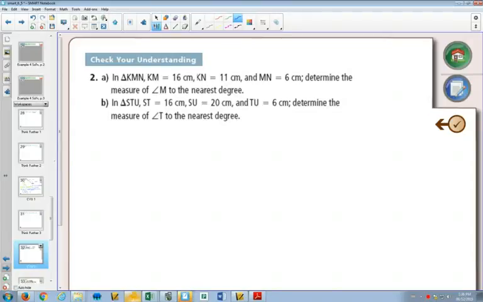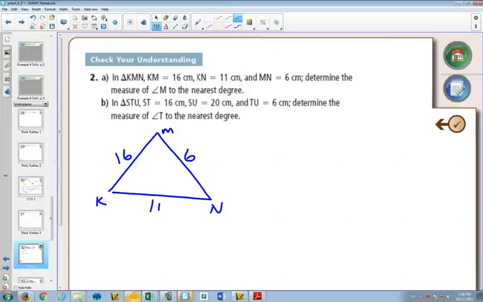So the other example that you guys mentioned that had three pieces of information with at least one side that couldn't be solved with the sine law is if you had all three sides and none of the angles. So here I'm going to draw a triangle KMN. K to M is 16, K to N is 11, and M to N is 6. Obviously mine is not drawn to scale. All the sides look pretty much the same. And we want to determine the measure of angle M.